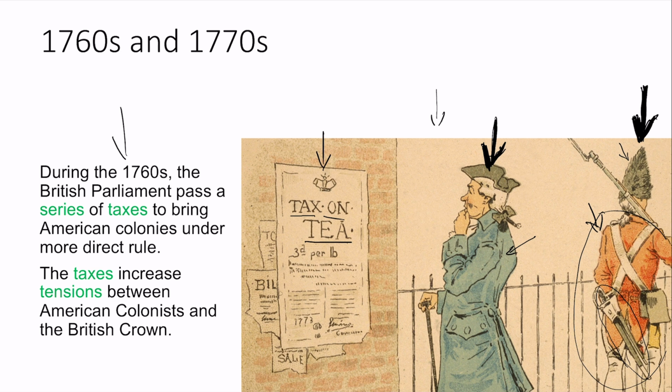Now let's look at our text to the left. And here we can read together. During the 1760s, the British Parliament passed a series of taxes to bring American colonies under more direct rule. The taxes increase tensions between American colonists and the British Crown. All right? So, here's another way to describe what is happening.